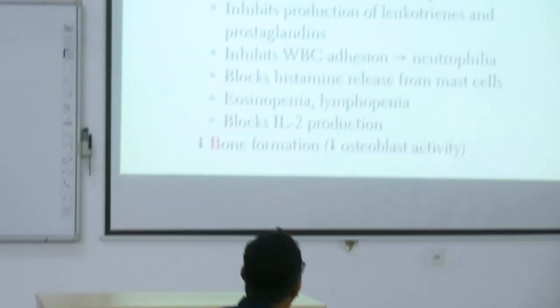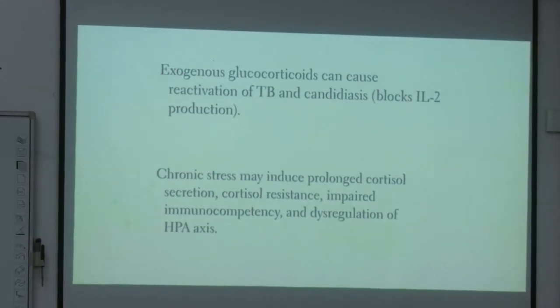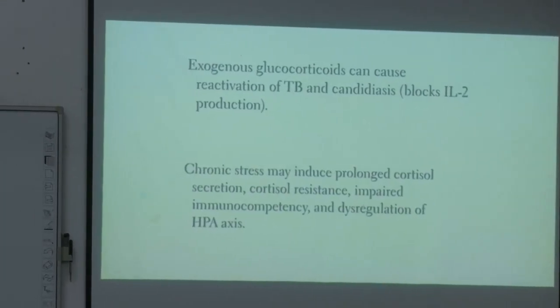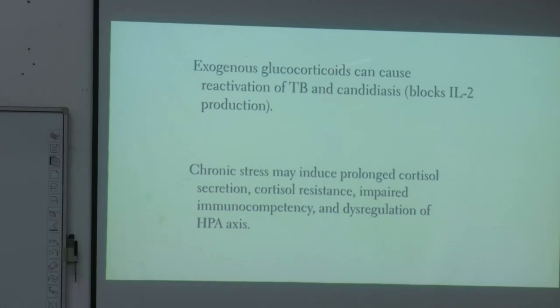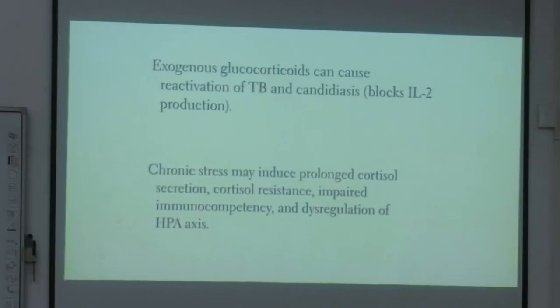Next, this interleukin 2 production is very important, and it is blocked by glucocorticoid. Exogenous glucocorticoid can cause reactivation of TB, tuberculosis, and candidiasis. Patients who are getting steroid are usually immunosuppressed, and they are very prone to develop any kind of infection, and one of the most important is TB. Many times in a country like India, patients have latent TB, and this latent TB very frequently activates if we treat the patient with glucocorticoid.